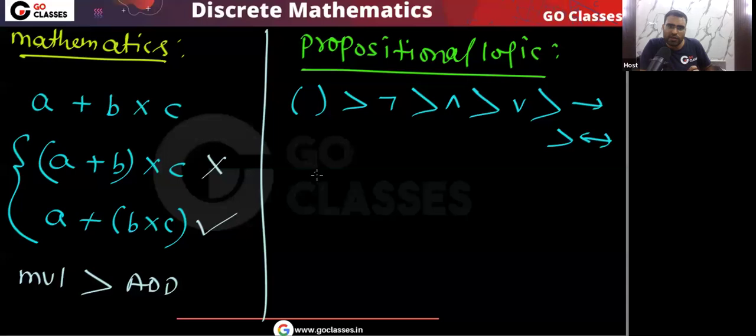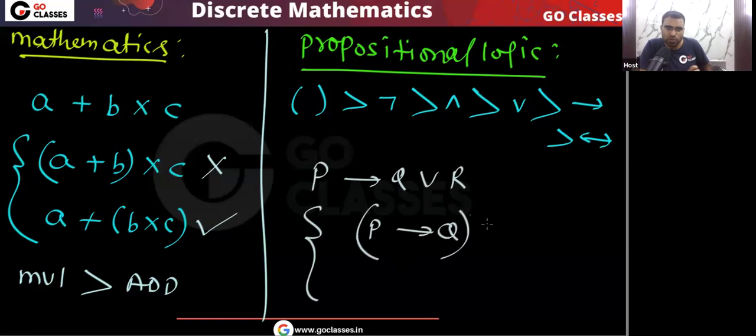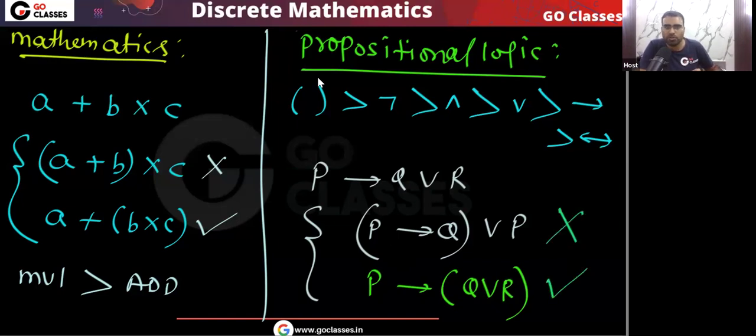Okay, so for example, if I give you this expression, P implies Q or R, what does this actually mean? Does it mean first you do P implies Q, then or R, or does it mean that first you do Q or R, then you do P implies that? This is correct, this is wrong, because you can see disjunction has more priority than implication. So first you will do disjunction, first you will do or, then you will do implication. Okay, so this is the priority order.